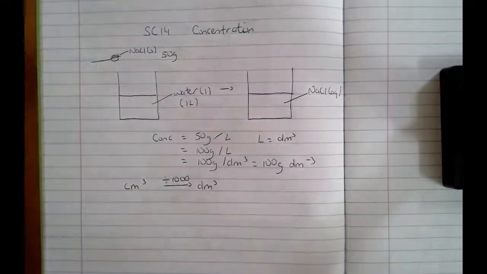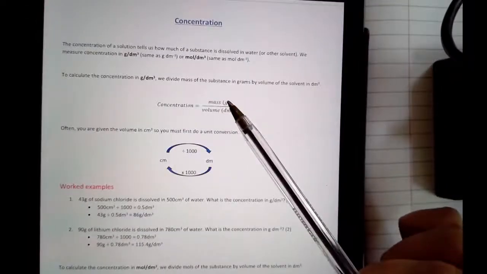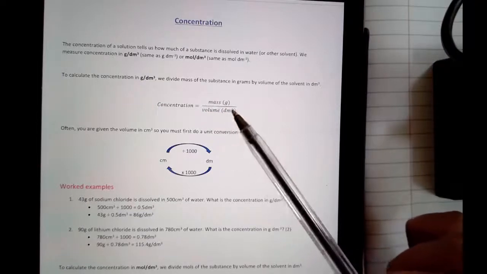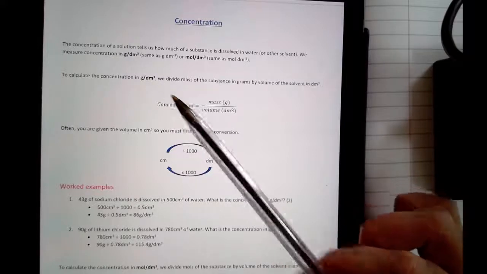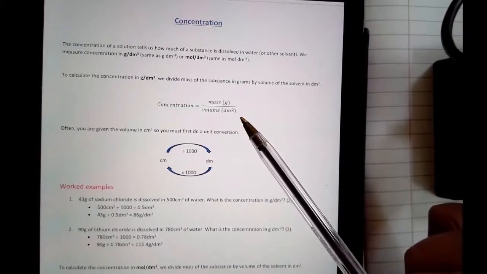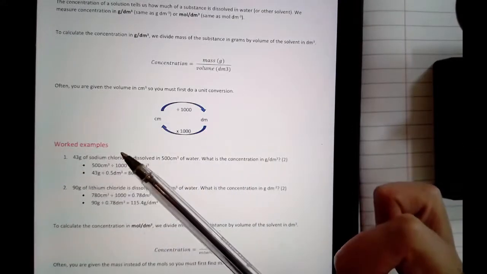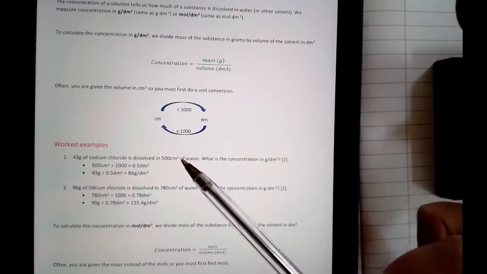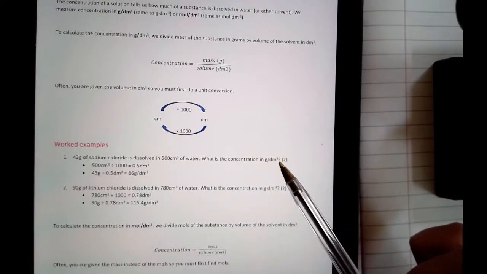So we'll have a look at some worked examples that you have in your booklet. This is all laid out for you in the booklet. It's a repeat of what we did in CC9. To calculate the concentration, you want the mass in grams and you want to divide by the volume in decimeters cubed. This gives you the unit as grams per decimeters cubed, which is what you are always asked for. If we look at a worked example below, you've got 43 grams of sodium chloride and 500 centimeters cubed of water. They want the concentration in grams per decimeters cubed.